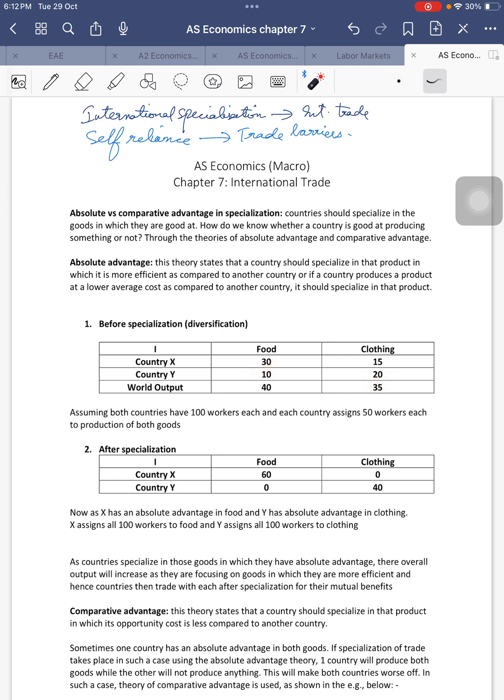However, what if country X has had an absolute advantage in the production of food as well as, let's suppose, clothing? Instead of 15, country X was able to produce 25 clothing. In this case, now country X has an absolute advantage in the production of clothing as well as food. In this case, we cannot assume that country X will produce both the goods and country Y will only import. No, that is something that cannot happen. For that, we need another theory, and that other theory's name is comparative advantage.